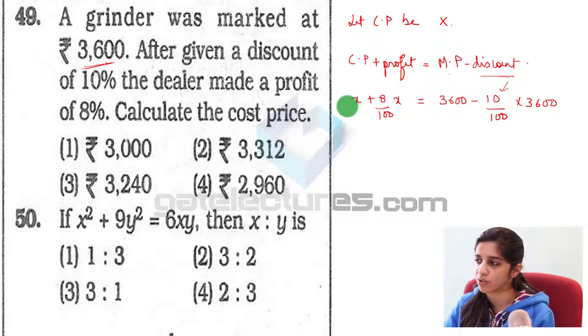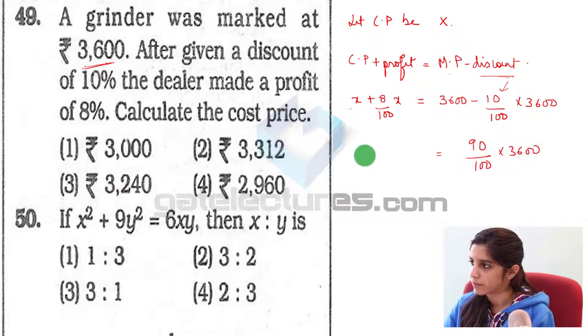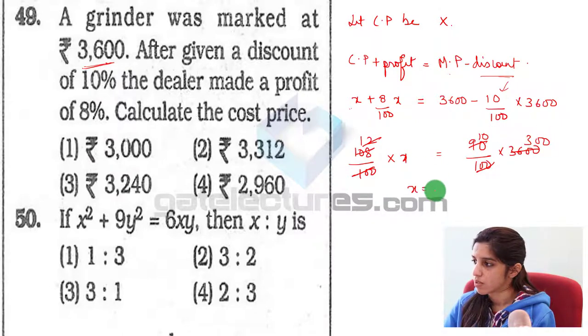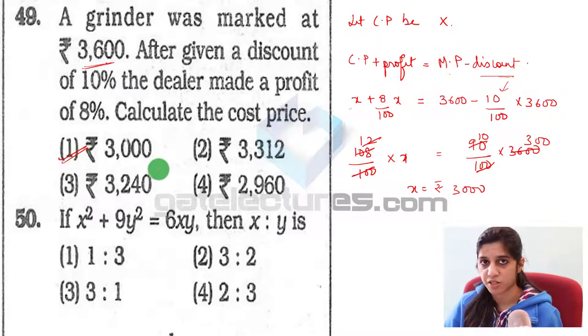Profit is always calculated on the cost price. We suppose that cost price was X, profit of 8%. This is going to be equal to marked price minus discount, which makes this... So if you just calculate it, this is going to become 3000. So the answer is option first. Fine. Now look at this question.